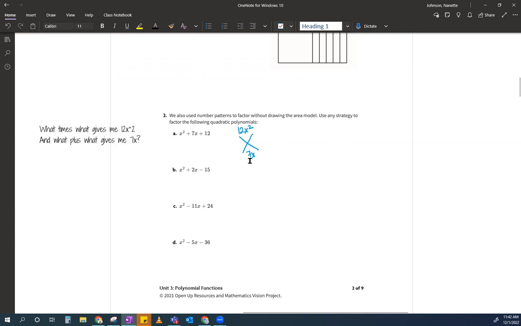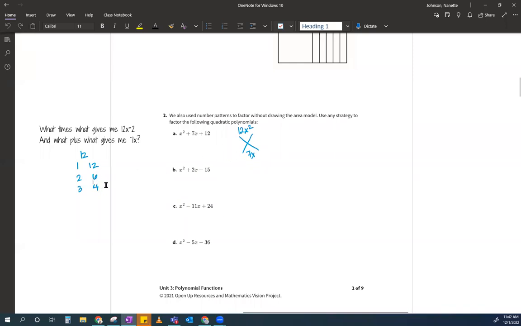So 12. I get 1 times 12, 2 times 6, and 3 times 4. Which one of these pairs gives me a 7 when I add or subtract it? Yeah, exactly. It's 4 and 3.